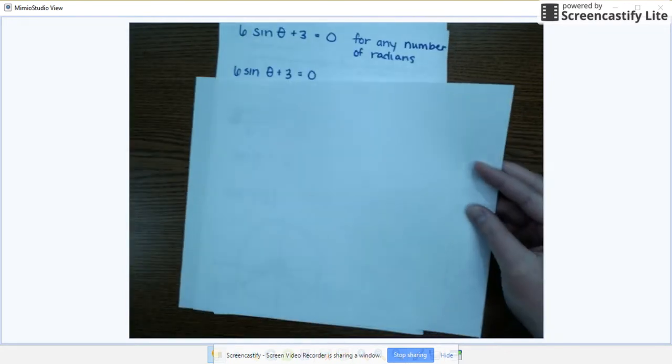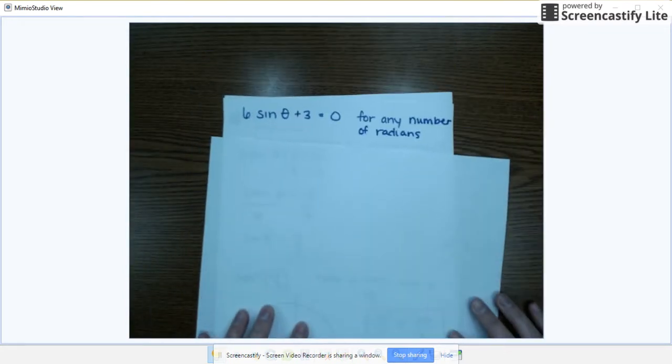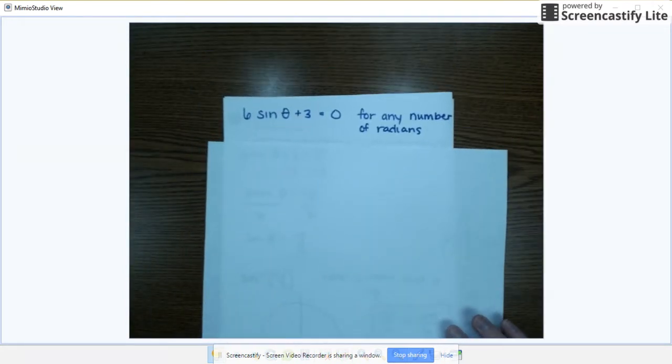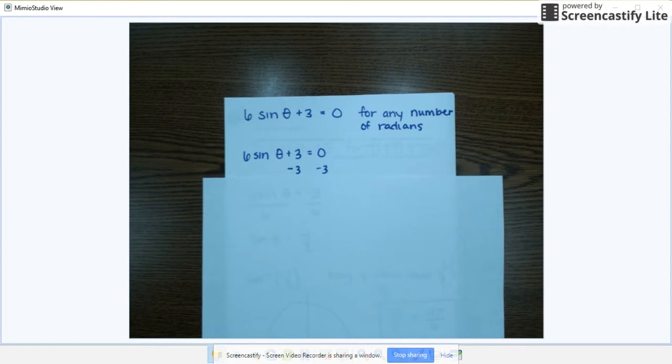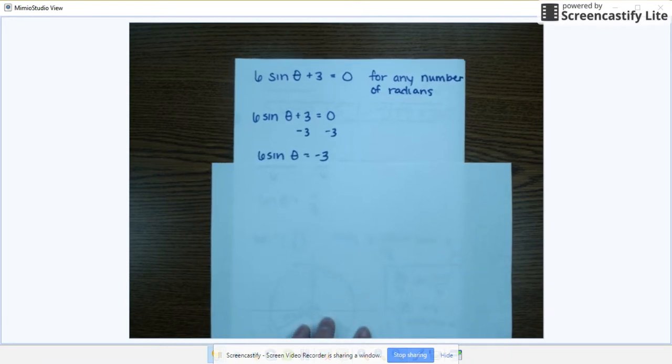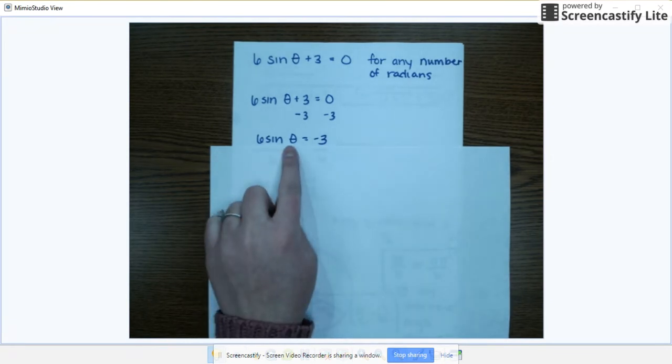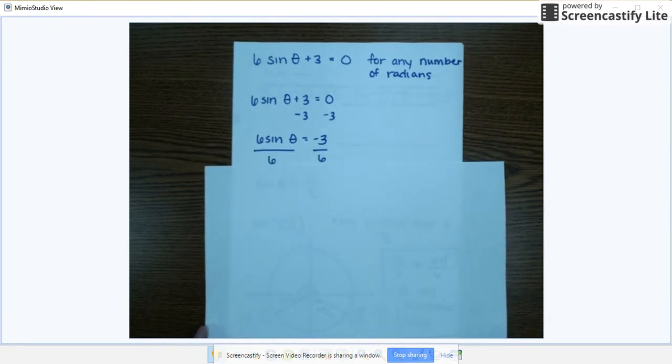Another one, 6 sine of theta plus 3 equals 0. And this time our restriction tells us that it can be any number of radians. So we solve by subtracting 3 first. So that gives us 6 sine of theta equals -3. Again, we're still solving for this sine of theta. Divide by 6. You get sine of theta equals -1/2.